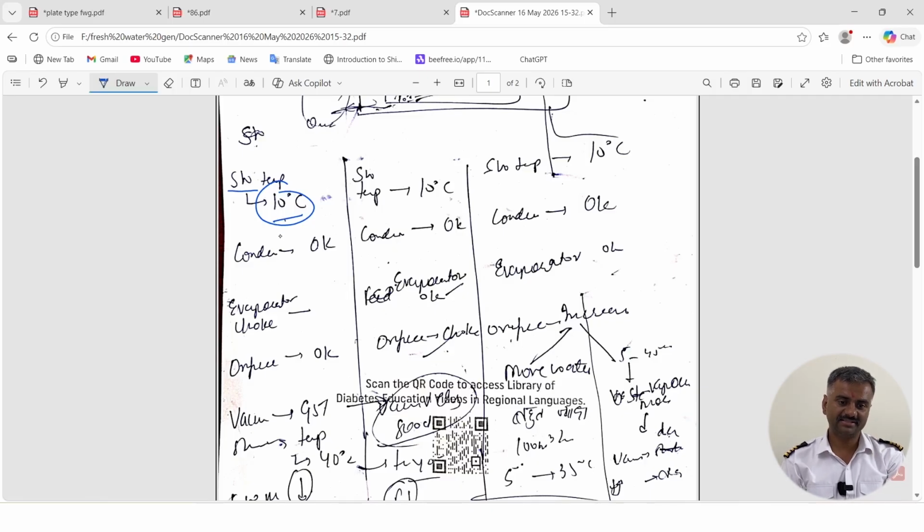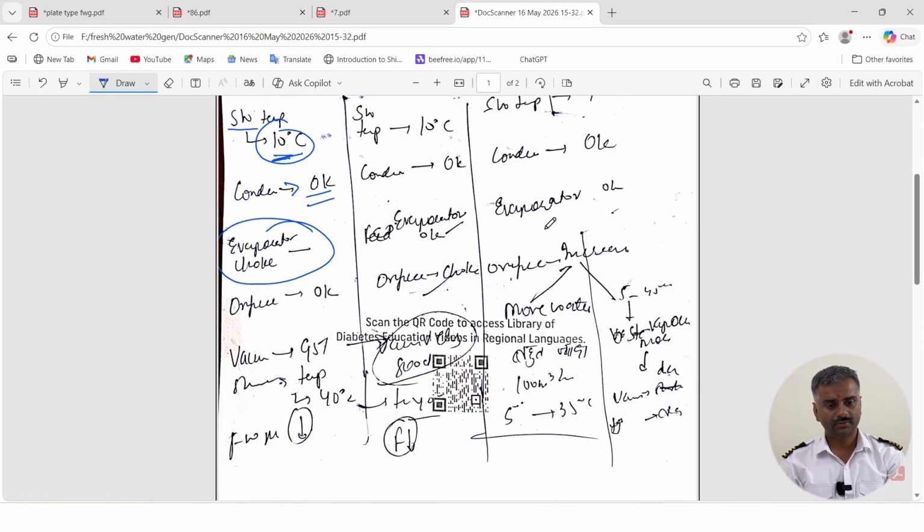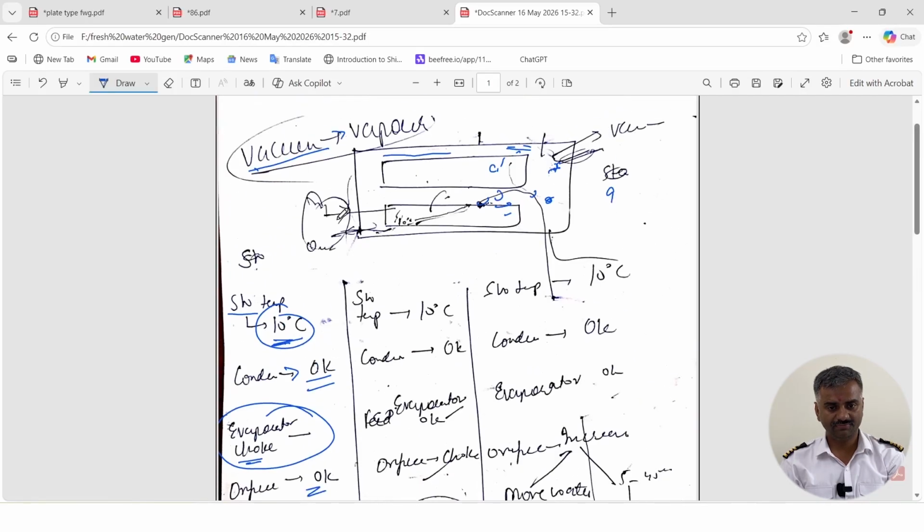Okay, let us take a case. In this case, I see that my seawater temperature is 10 degrees centigrade, very good for cooling. So the condenser is okay. The condenser is not choked, the condenser is working very fine. But my evaporator is choked. What effect will it have on the vacuum? So the evaporator is choked. The orifice is present in the feed water line, and this orifice is okay. So the water is going, but the evaporator is choked with salt scale.